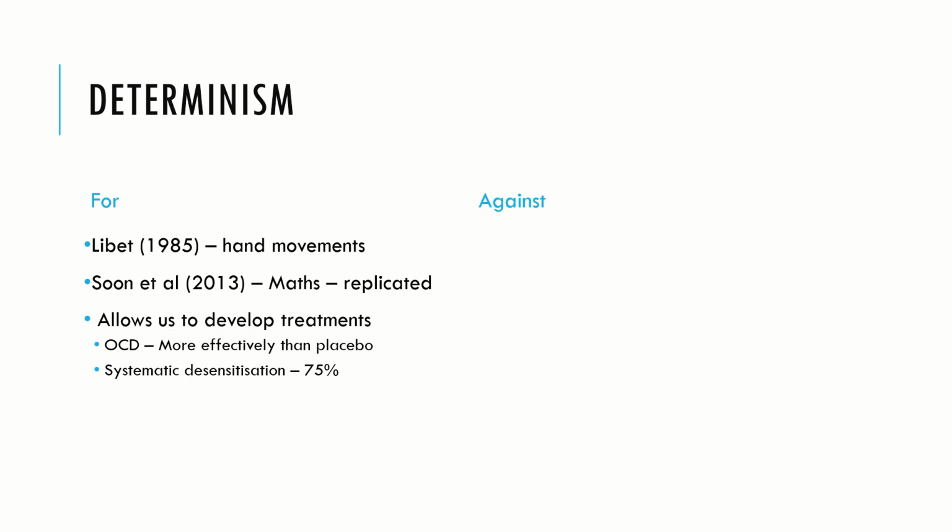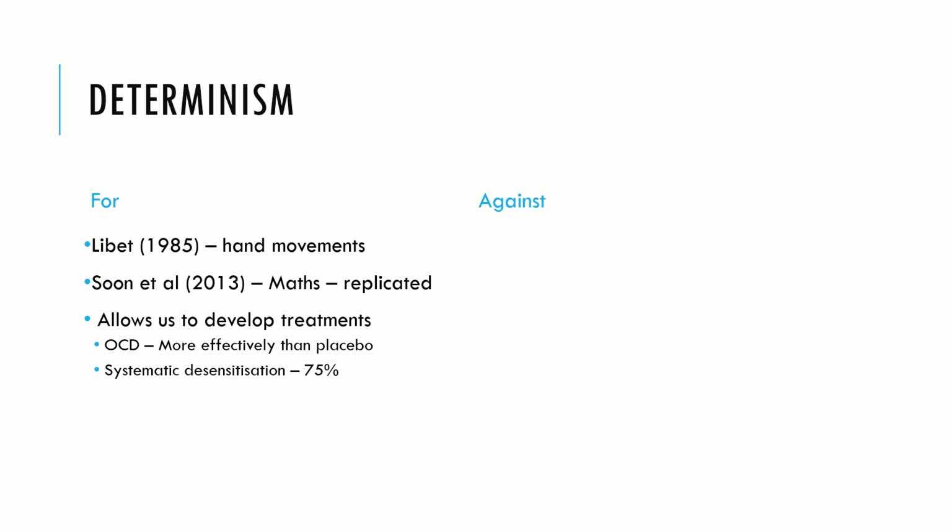Another argument for holding a deterministic view is that it allows us to develop treatments. If we hold a deterministic view in science, we can identify a cause and an effect. For example, low levels of serotonin and high levels of dopamine lead to OCD, which allows us to develop treatments. Arguably those treatments are very effective. For example, we use SSRIs with OCD, and they are more effective than a placebo. That's an effective treatment that comes from the idea that there is a cause, low serotonin and high dopamine, and we can remove that cause, therefore removing the effect of OCD.